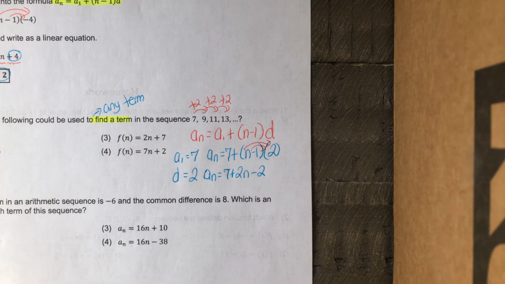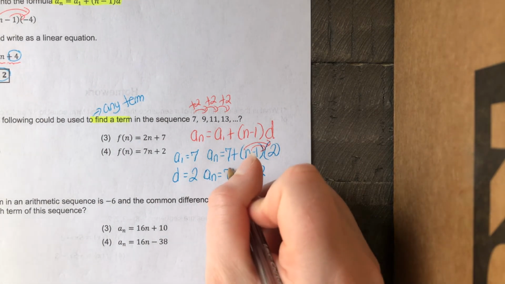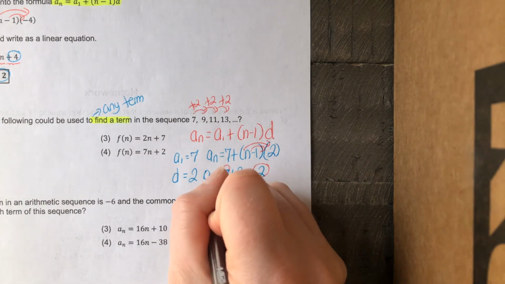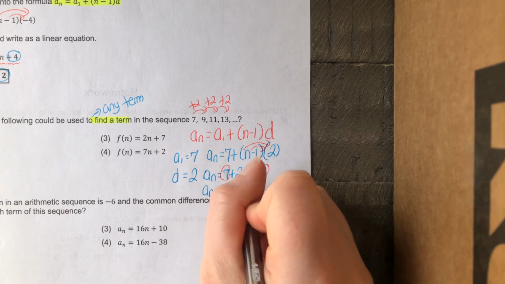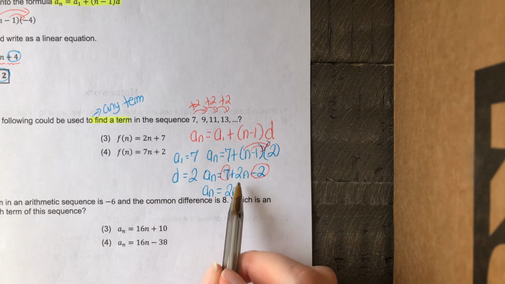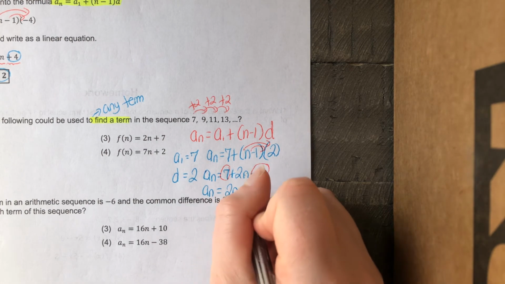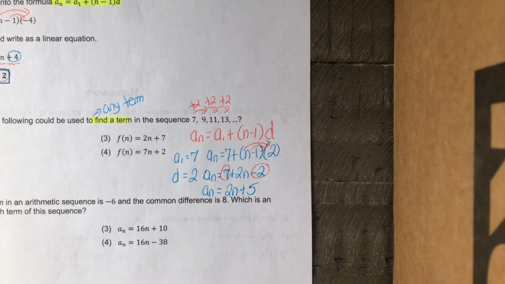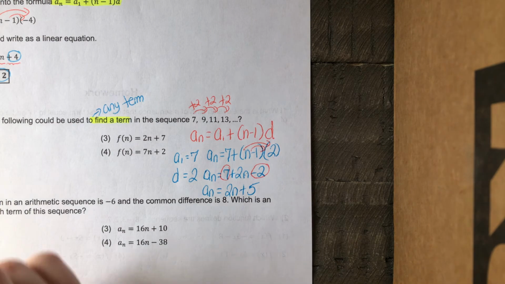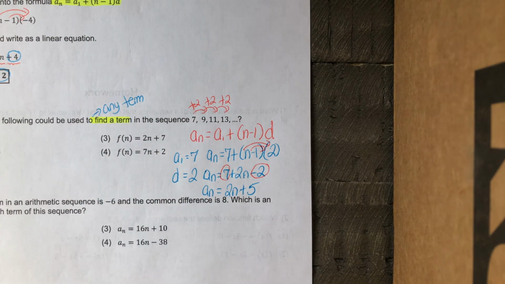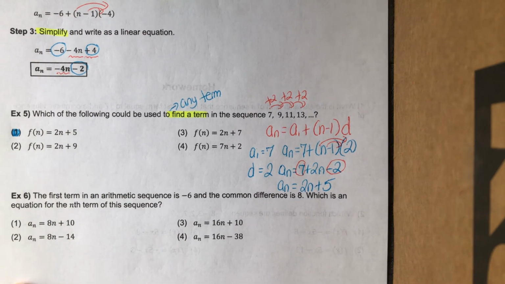And now I'm going to go ahead and combine my like terms to finish this up. So again, a sub n equals 2n. That comes down because it doesn't have any like terms. And 7 minus 2 is 5, a positive 5. So when I look at my choices, I can see that choice 1 should have been my answer. Let me slide that over so you can see it.